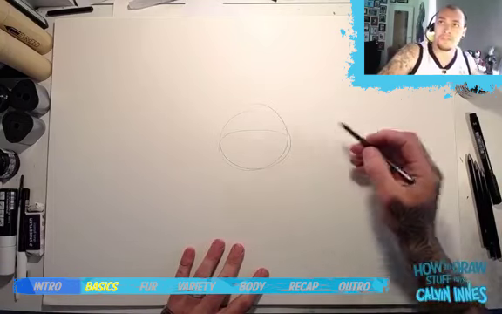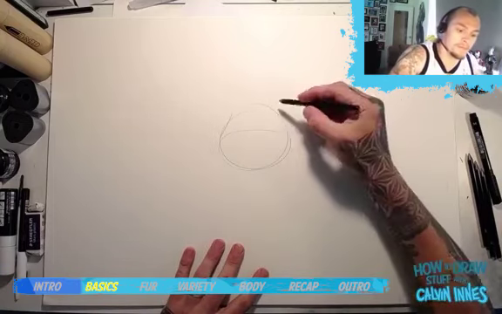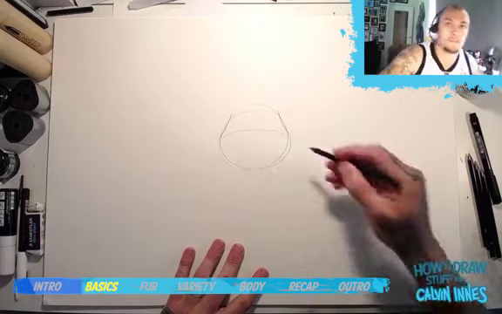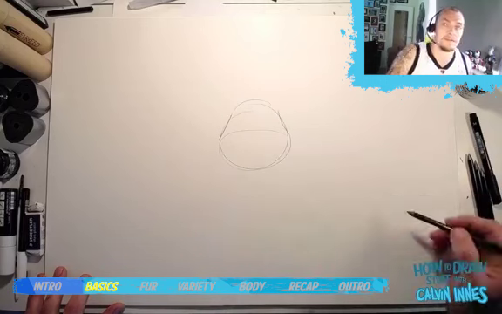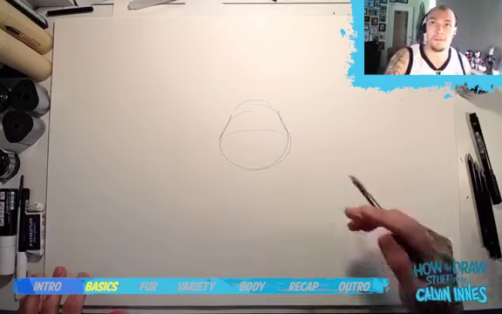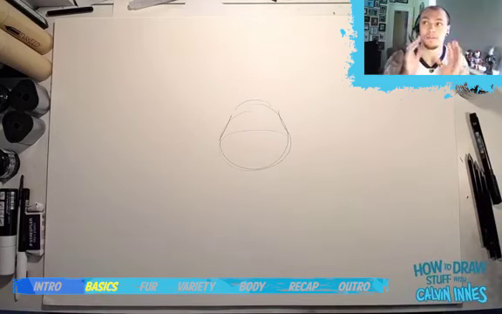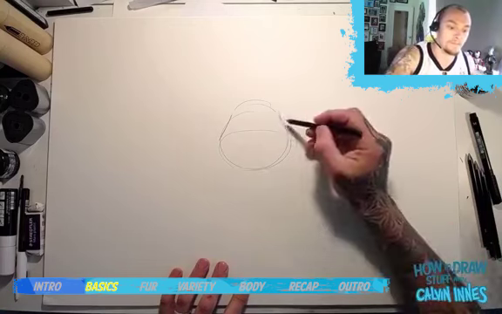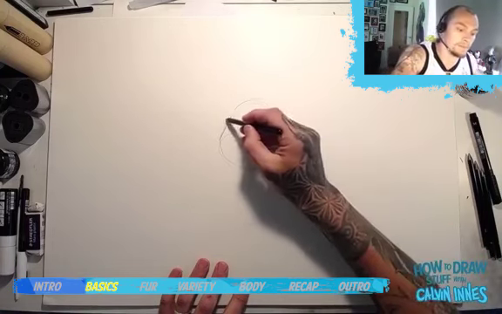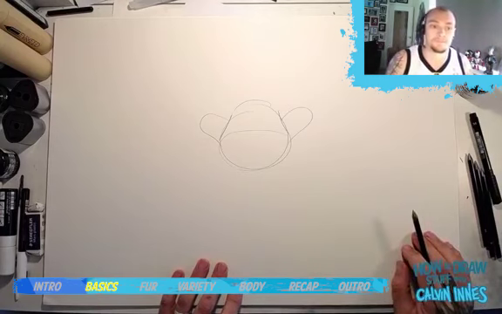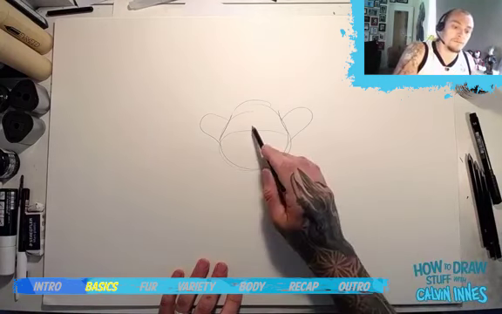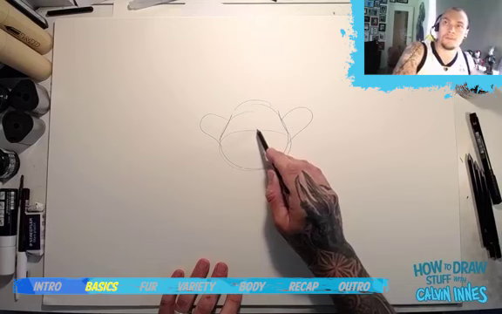Now from this basic shape, we're just going to add in a couple of lines to define the shape of the head a little bit more. Okay, so it's slightly narrow at the top, coming out a little bit wider. Then on either side, we're going to put in some quite big ears. Now on this one, quite high up, we want the nose.